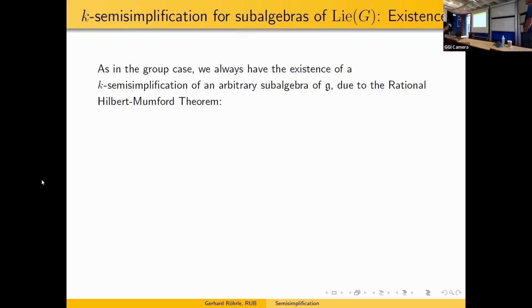Okay. Existence is the same. It's really the same thing. It goes back to the rational Hilbert-Mumford theorem. Let's go to that quickly.